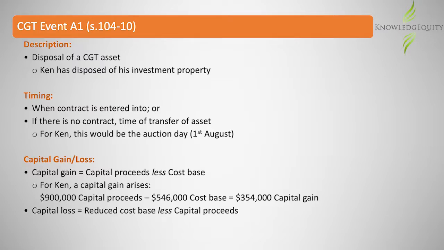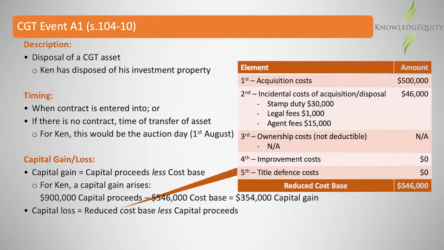Note that where CGT event A1 results in a capital loss, the formula for calculating this loss is the reduced cost base less capital proceeds. The reduced cost base does not include the third element of the cost base. So as Ken has no cost of ownership, his reduced cost base is the same as his cost base.